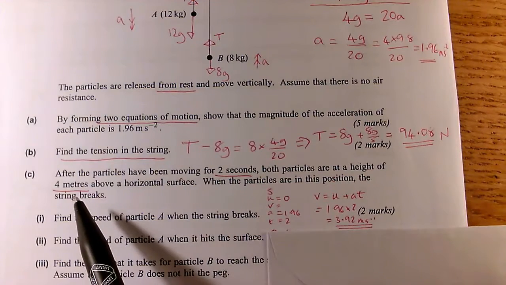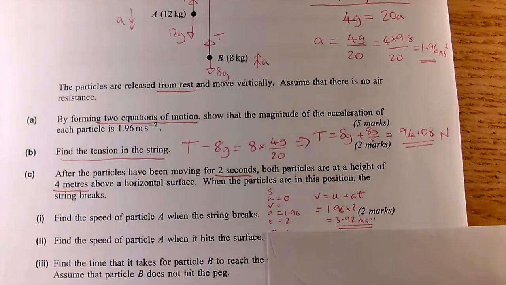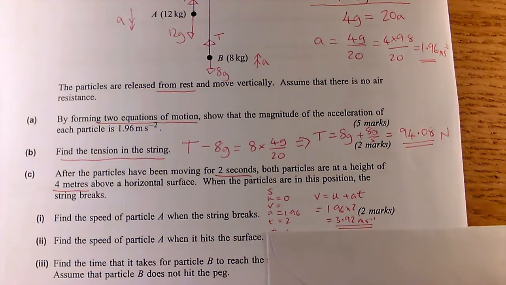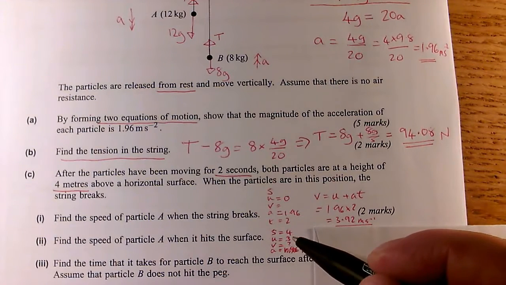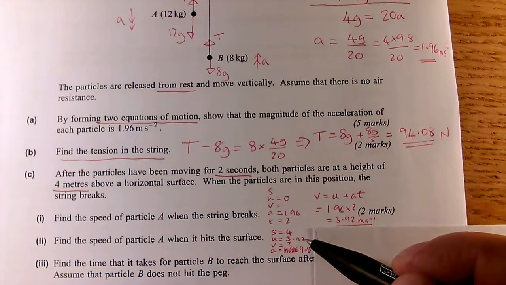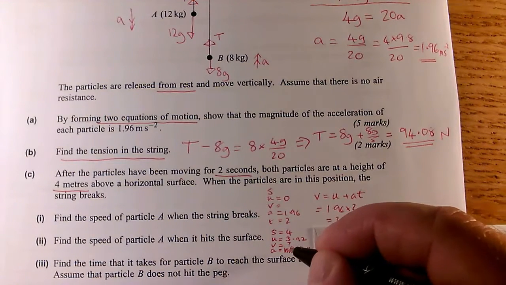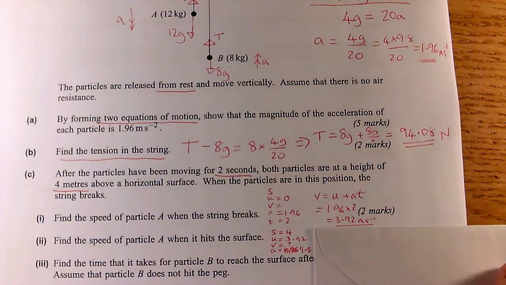This 4 meters applies when the string breaks, and its speed when the string breaks is this 3.92 I've found. So that was my v, but now it's going to be my u. It's the initial speed for the next phase of the motion. So here is my s, u, and a. That's a question mark next to v. So it's traveling 4 meters. It started at 3.92 meters per second. I'm going to find its final speed, and then its acceleration is g, and these are both downwards, so my signs are consistent.